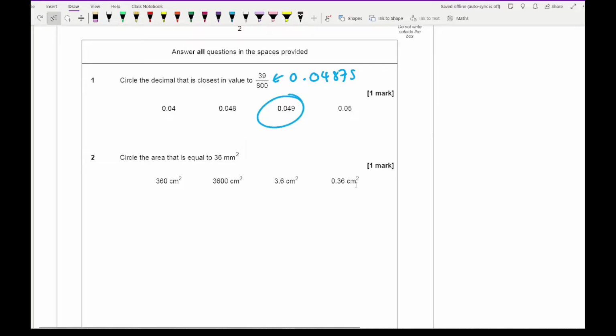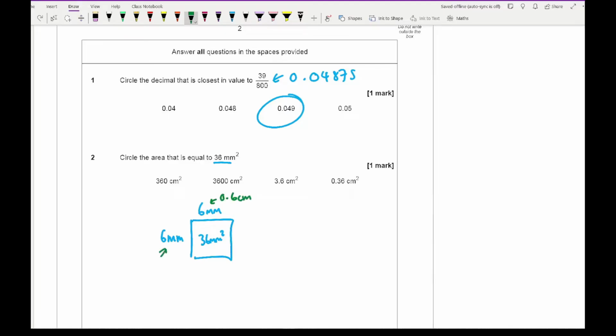Then moving on to question 2, it says circle the area that is equal to 36 millimeters squared, and you can see all we've got is centimeters squared. Now for this, with these area conversions, what I would always recommend is you want to think of two numbers that multiply to give you 36. So you could have 6 millimeters by 6 millimeters if we just had a square, and that would give us 36 millimeters squared.